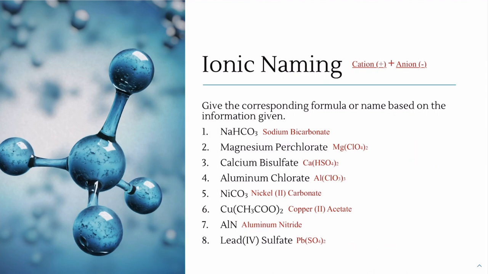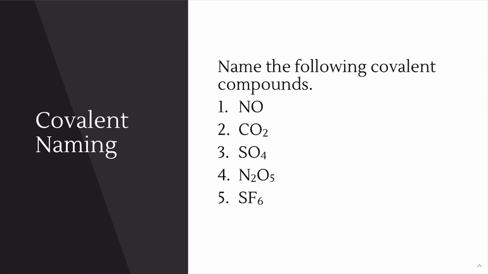Okay, now on to covalent naming. Covalent naming is slightly different than ionic naming in that we don't have cations and anions, but we do just name the first one and then the second one. So they're not necessarily in a particular order unless they're shown explicitly like this.